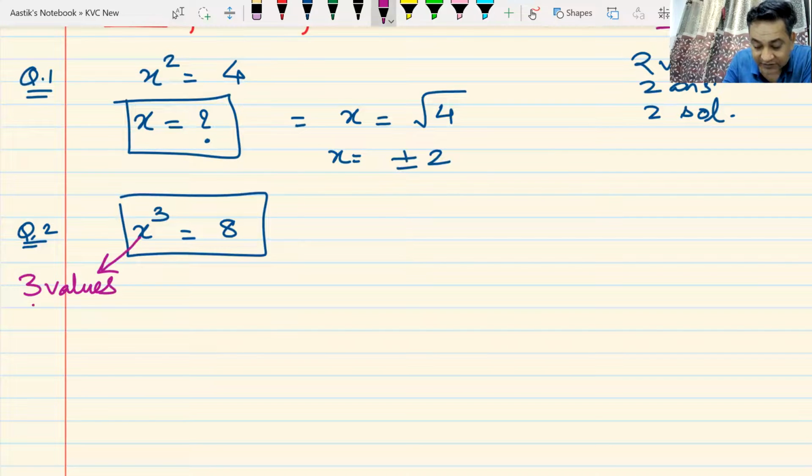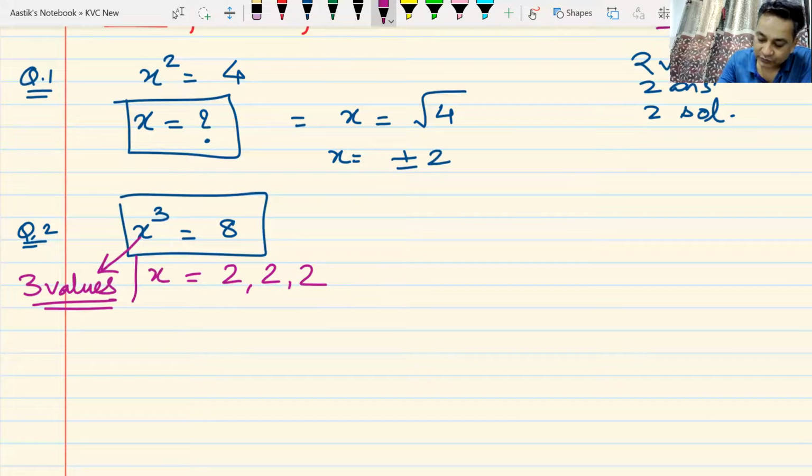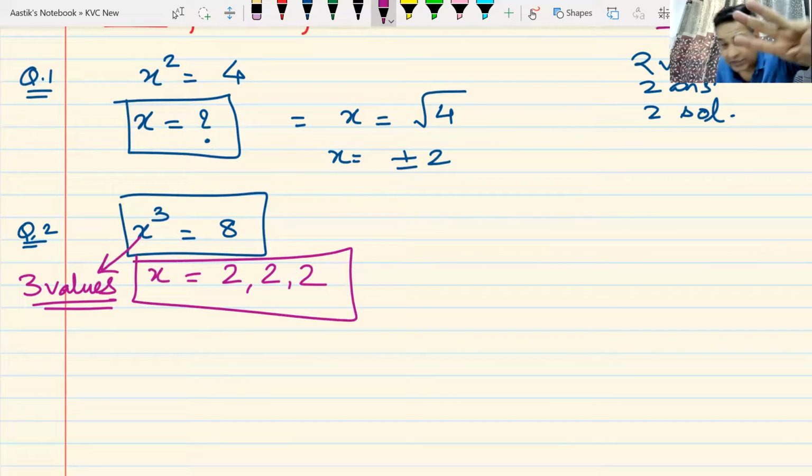Now tell me what is the answer. X is equal to 2, sir. But that is only one value. No, it has 3 roots. The first root is 2. The second root is also 2, and the third root is also 2. So it has 3 equal roots.